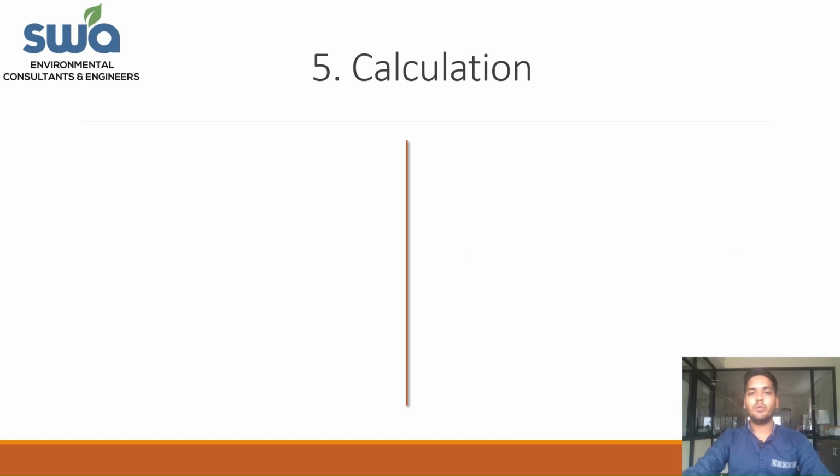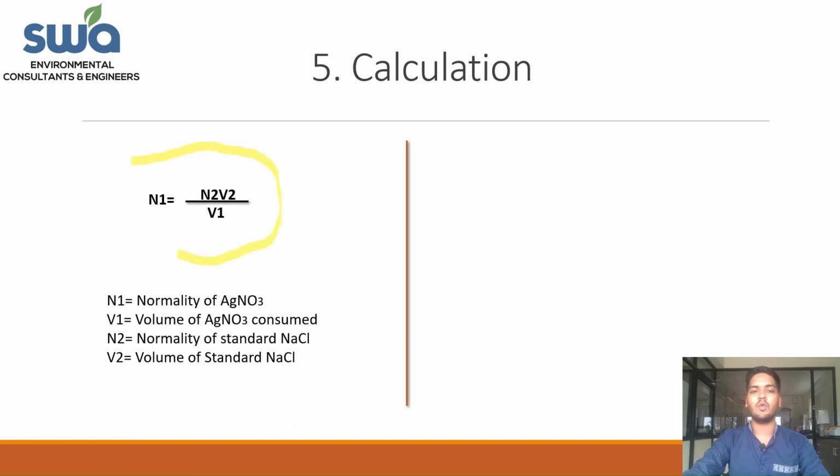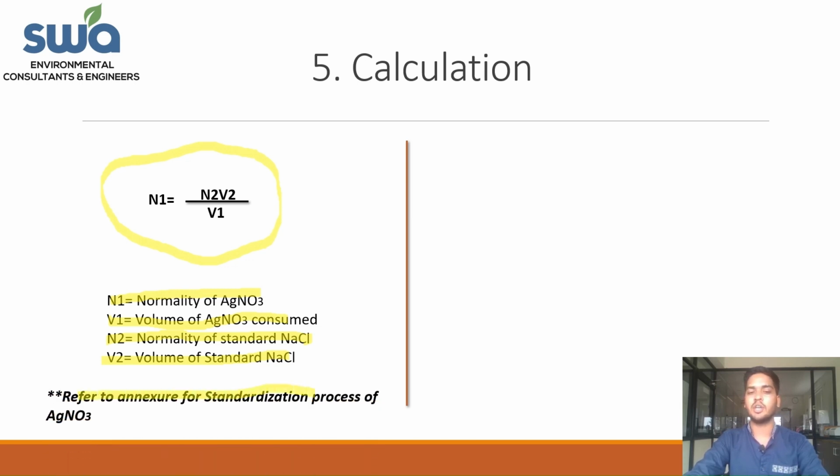Firstly, we will have to know the accurate normality of silver nitrate. So this is the equation for finding the normality. N1 equals N2 V2 upon V1, where N1 is the normality of AgNO3, V1 is the volume of AgNO3 consumed, N2 is the normality of standard NaCl and V2 is the volume of standard NaCl taken. You can refer to our annexure, where the standardization process and equation are already given. You can find the link in the description.